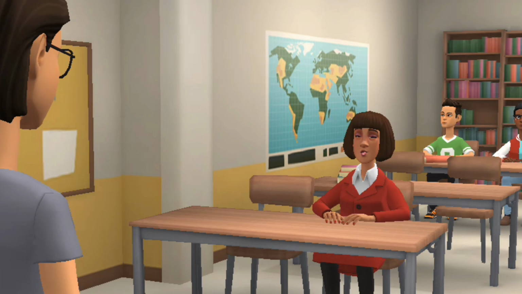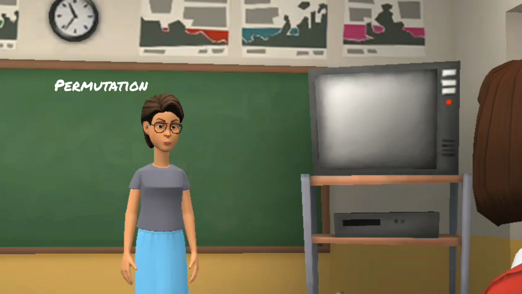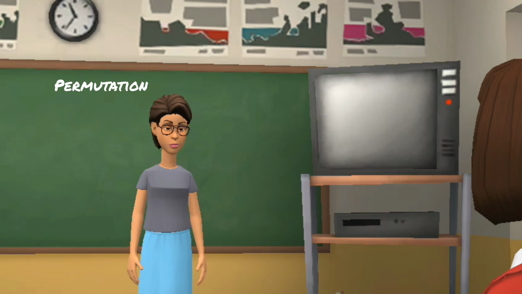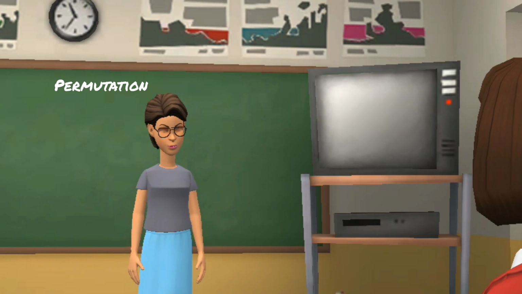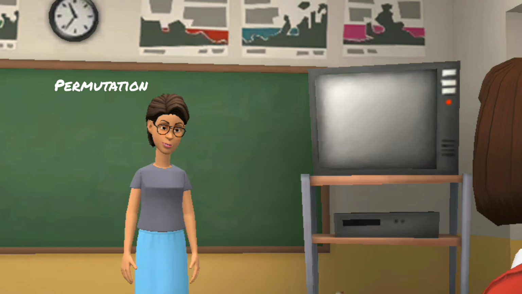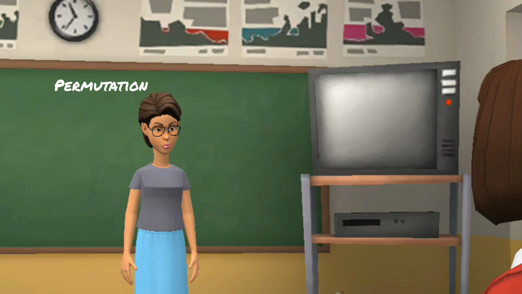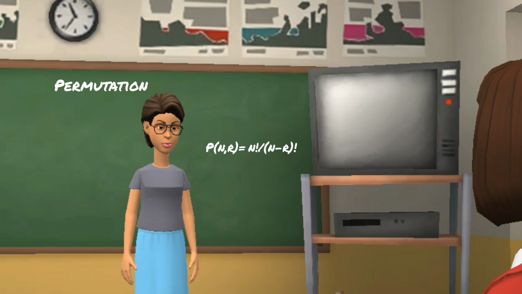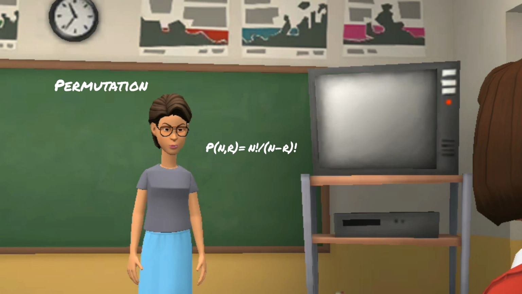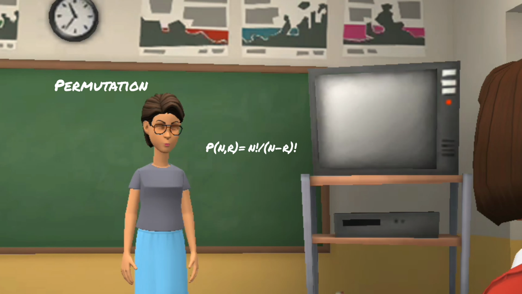Please tell us about permutation. Now we will learn what is permutation. Permutation is arrangement of objects in a specific manner or order. If there are n number of objects and r number of objects need to be selected, then we use the formula nPr, which is given by n factorial divided by n minus r factorial.